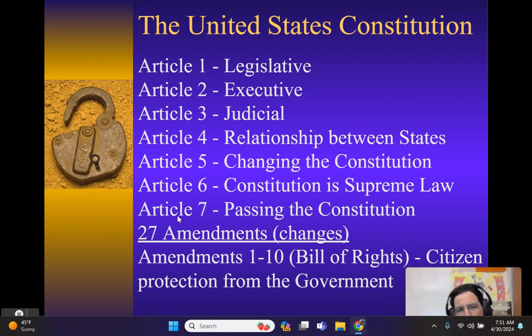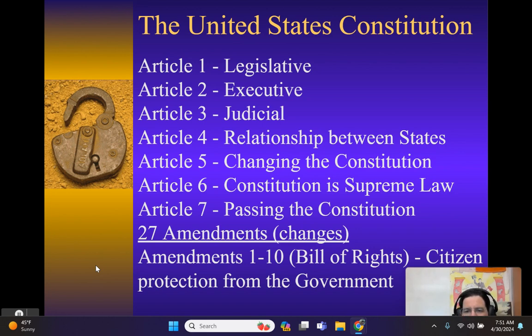There are areas of the United States Constitution that talk about specific parts of the US government, and those are called articles. Okay. You also have 27 amendments that are actually proposed changes in the United States Constitution, and these changes come about between basically the last amendment was in the early 1990s.